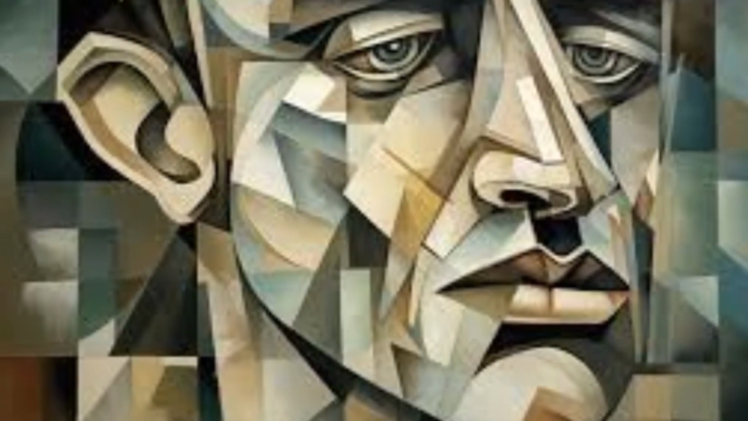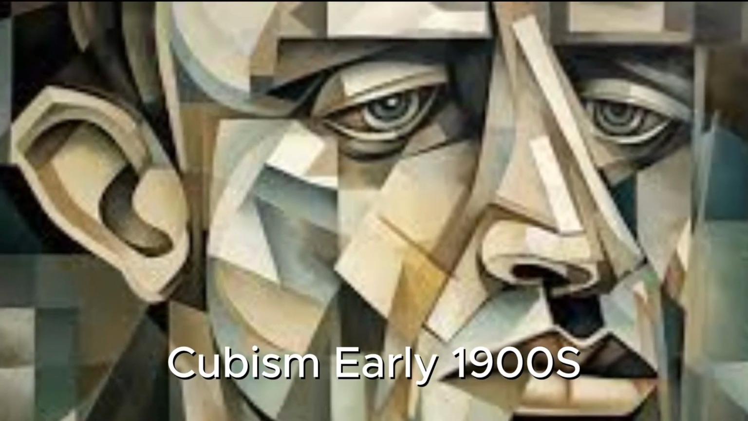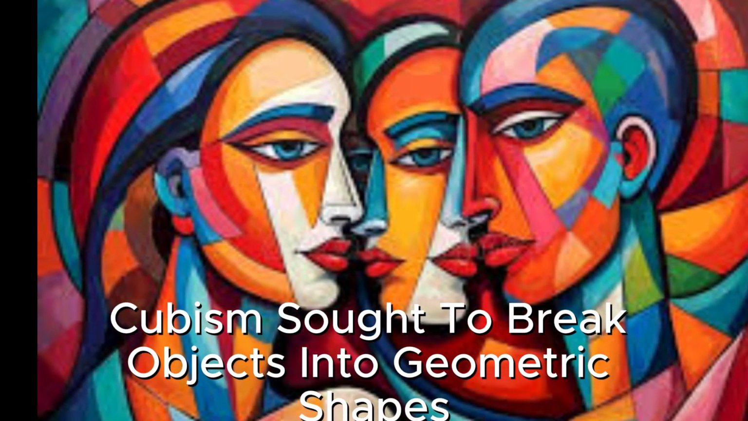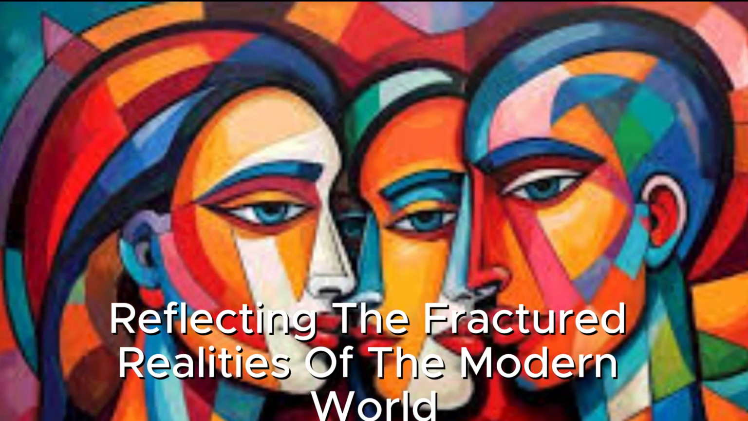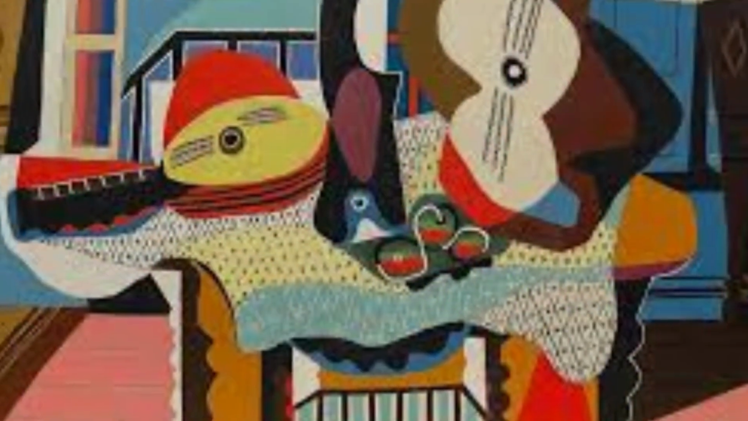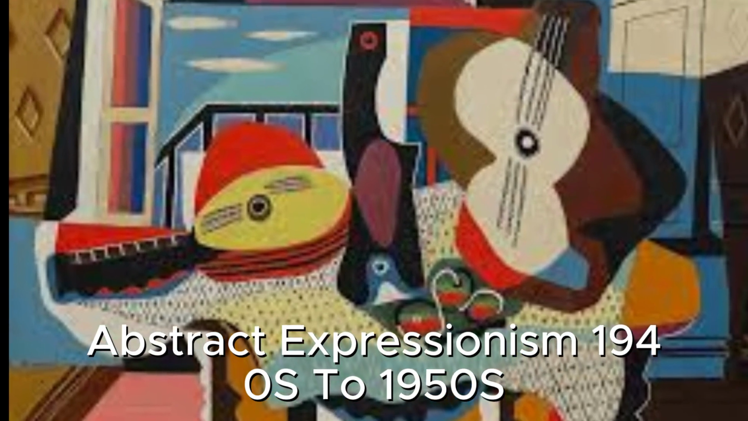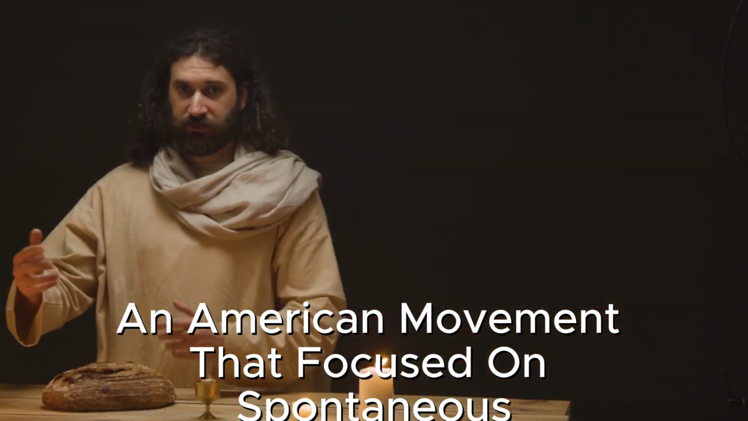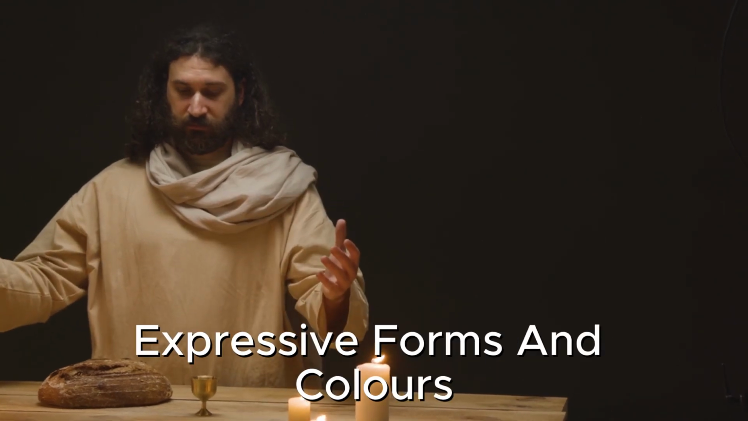Cubism, early 1900s. Led by Picasso, Cubism sought to break objects into geometric shapes, reflecting the fractured realities of the modern world. Abstract Expressionism, 1940s to 1950s, an American movement that focused on spontaneous, expressive forms and colors.